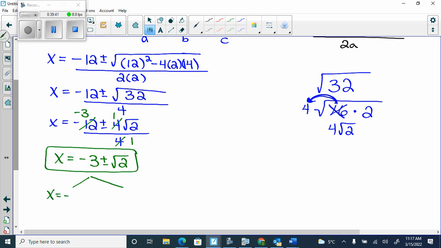We're going to get x equals negative 3 plus root 2, and x equals negative 3 minus root 2. And I don't go any further unless they ask for it in decimals. If they ask for an exact value, I'm done. But I got 2 solutions for that one, didn't I? Do you agree?